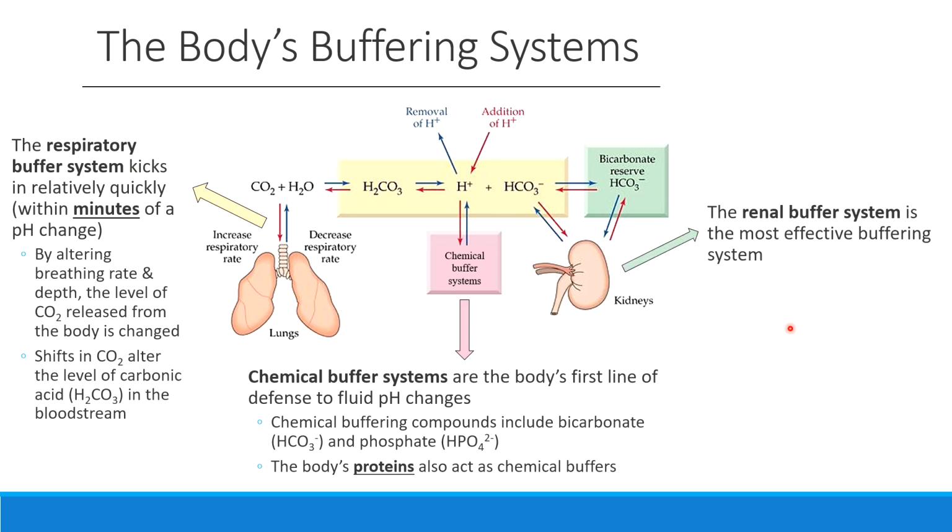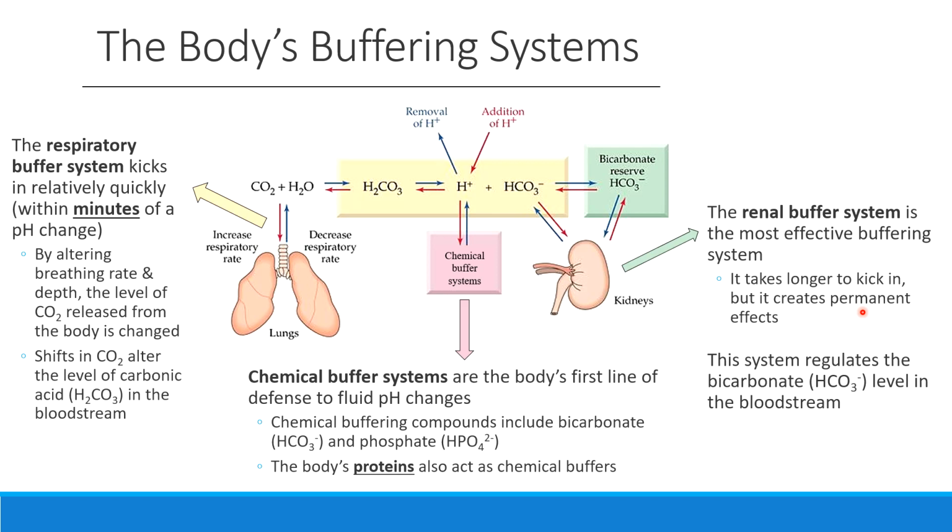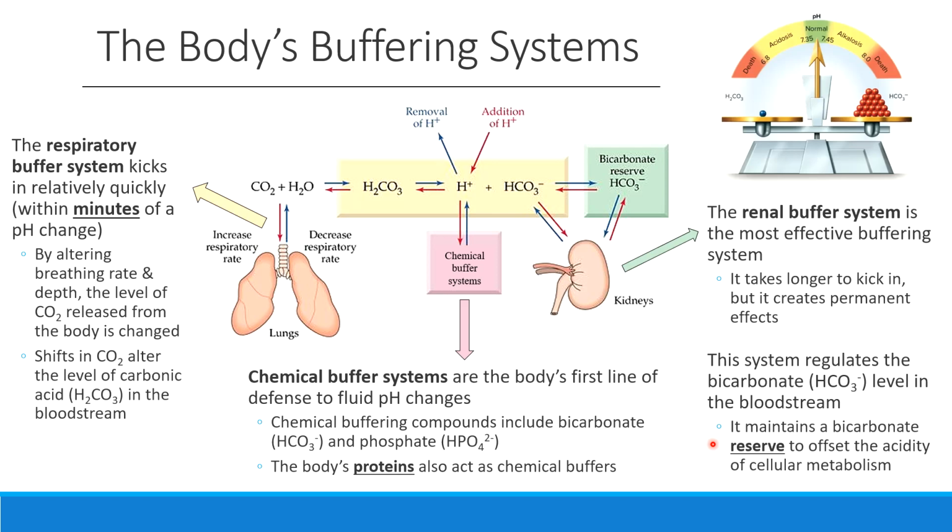But the most effective way that we buffer the body is using the renal buffering system. And when we talk about the renal buffering system, we're talking about something that's going to take hours to days to really kick in. But the renal buffering system is so powerful that it's going to have effects that are very long lasting. And we can see this when we're thinking about the level of bicarbonate that's present in the bloodstream. We actually have what we call an alkaline reserve, meaning we've got this abundance of bicarbonate that's just chilling out inside our bloodstream.